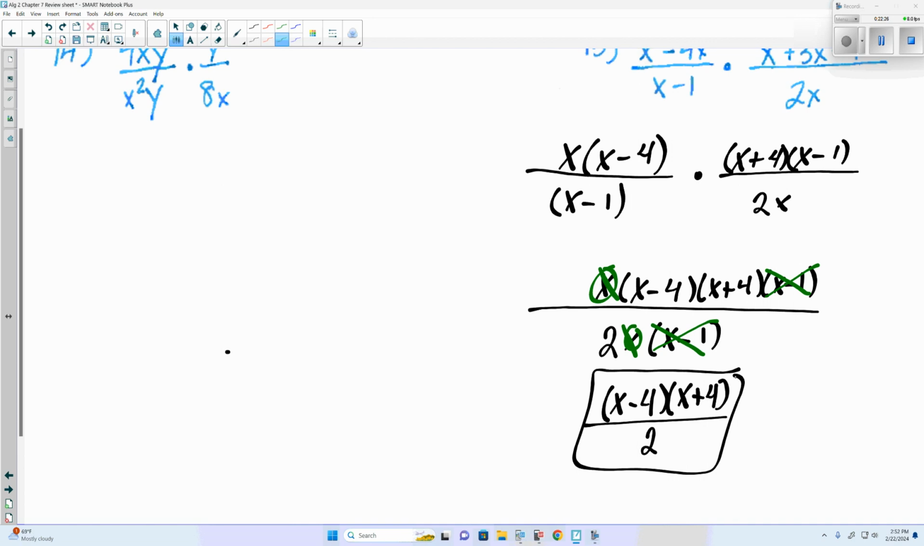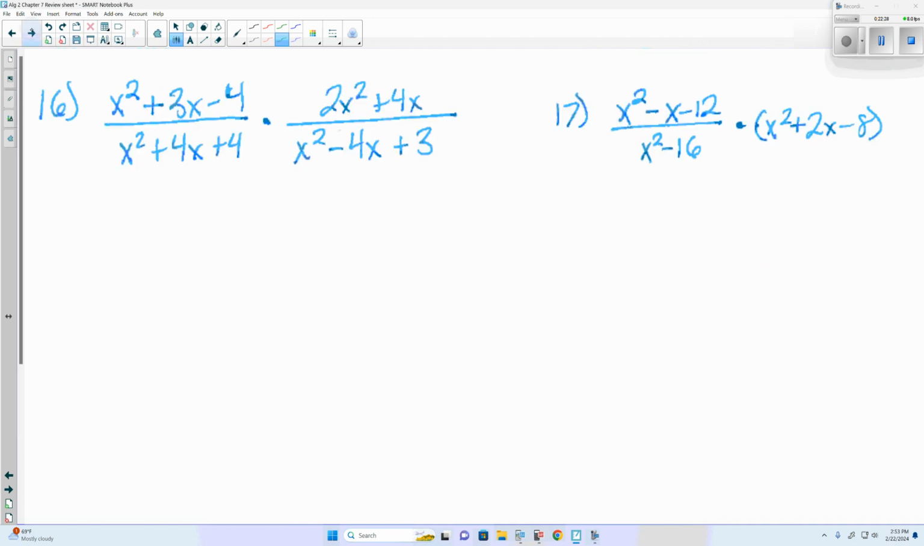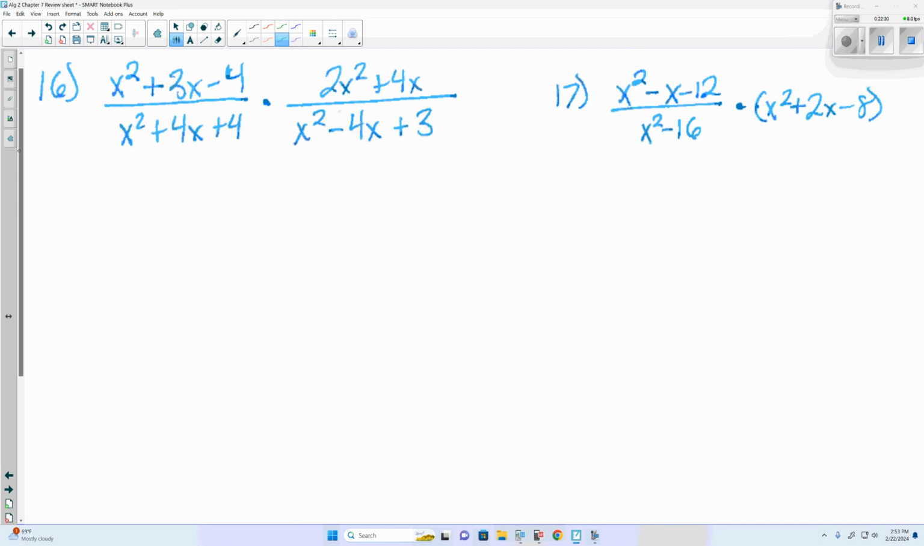You ready for number 16? If it's already factored, if we already have two sets of parentheses, don't multiply it out, because again, the first step with the multiplication and division is to factor it. With addition and subtraction, we have to factor the denominator. If it's already factored, leave it alone. We don't have to do anything to it. Now, out of this one here, do any of the expressions in 16 have a greatest common factor?